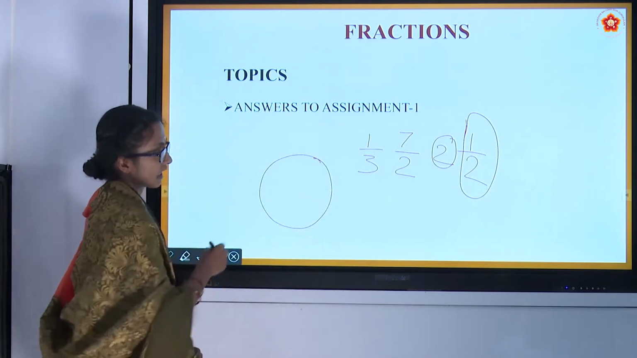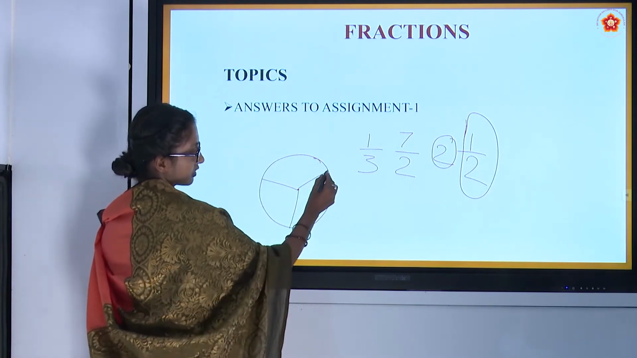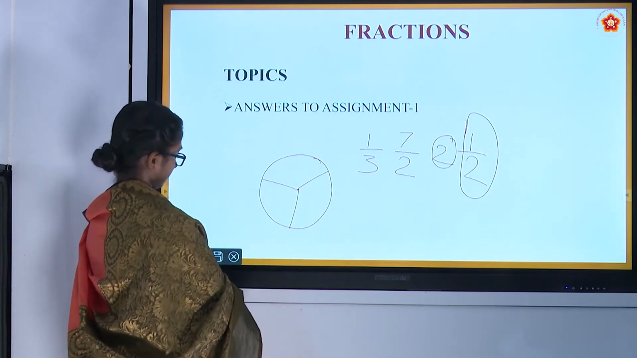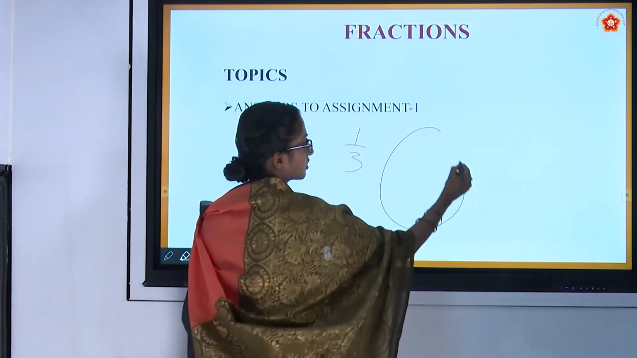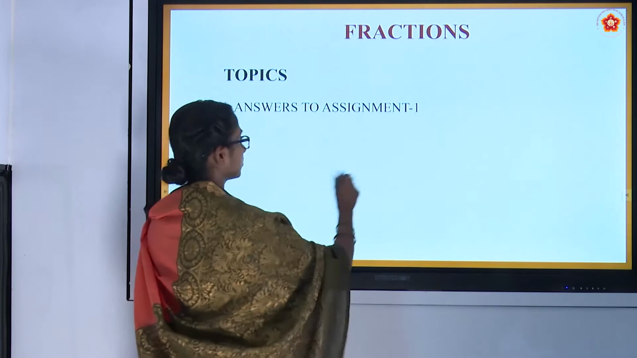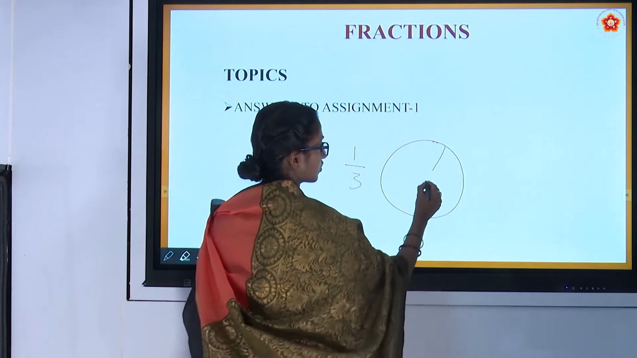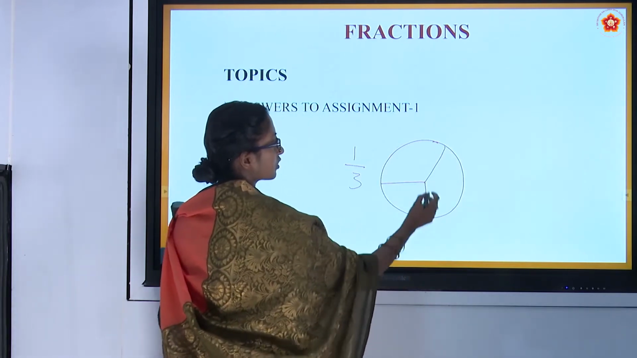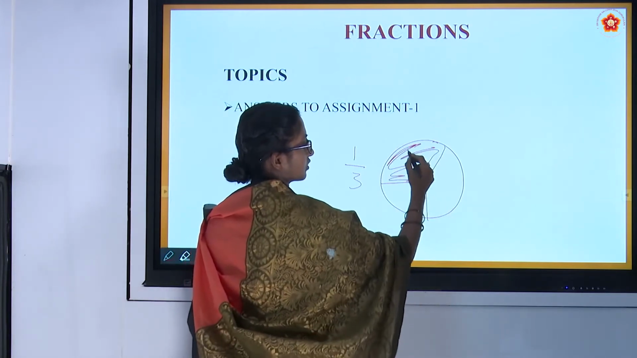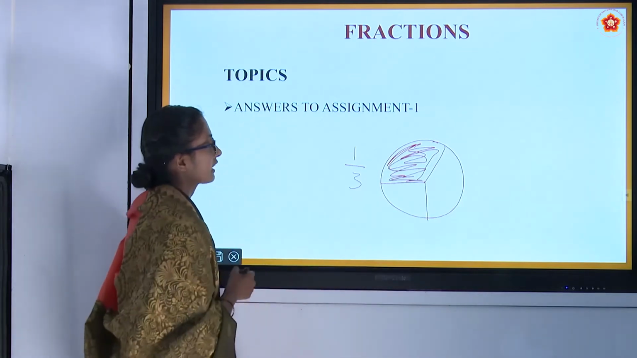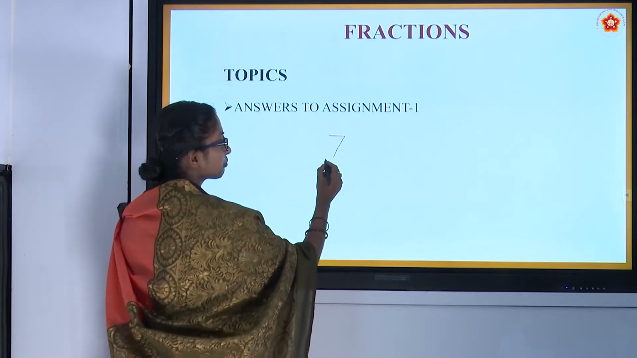1 by 3. Let's consider a circle. We'll divide it into 3 parts. One has been shaded. That is 1 by 3. If it is proper, then let's go to improper fraction.